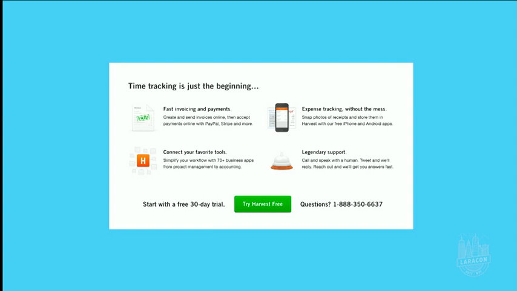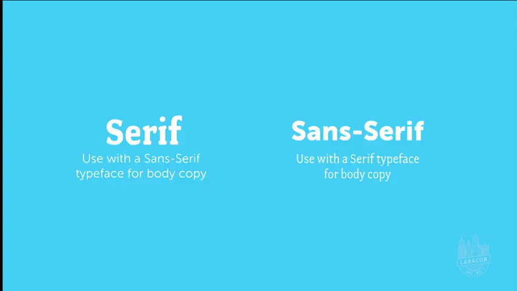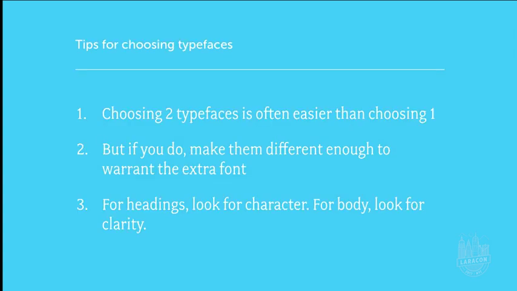So by far the easiest way to make sure they're going to be different enough is to just use a serif typeface for the headings, which is the ones with the little flicks on it, then a sans serif for the body text, or the other way around. And thirdly, this hops back to the first point, but just look for one with character for the headings and keep the body font really clear and readable.